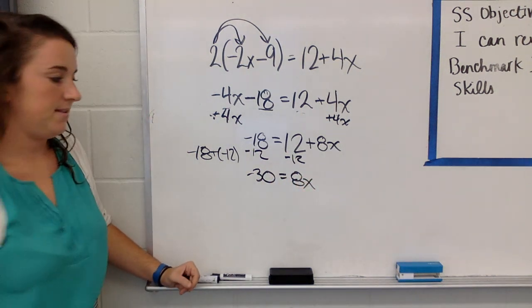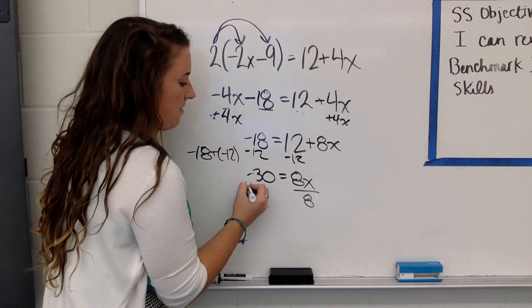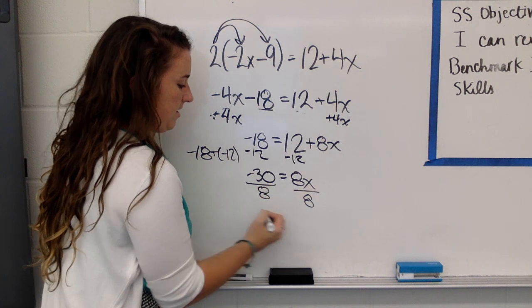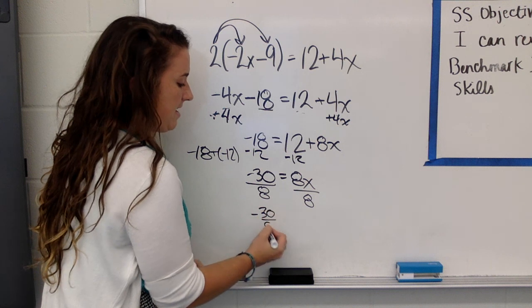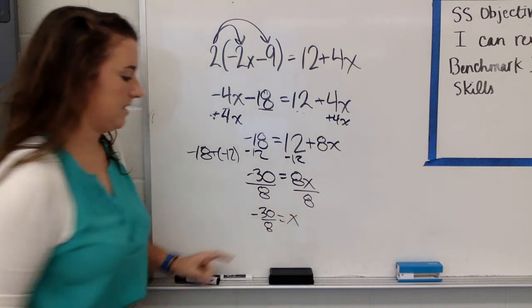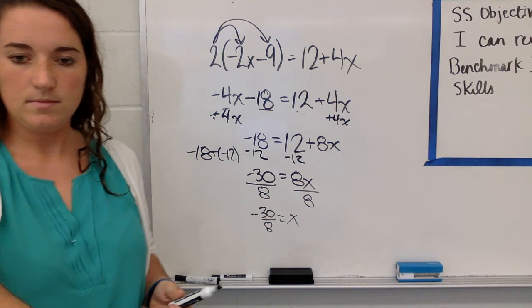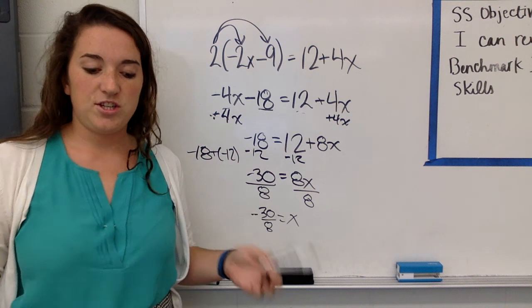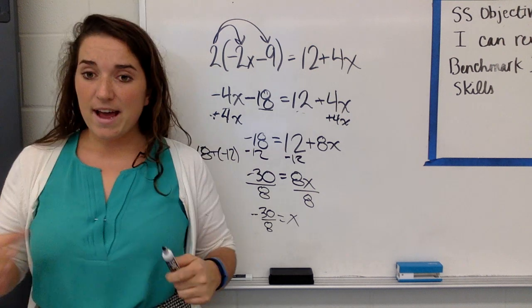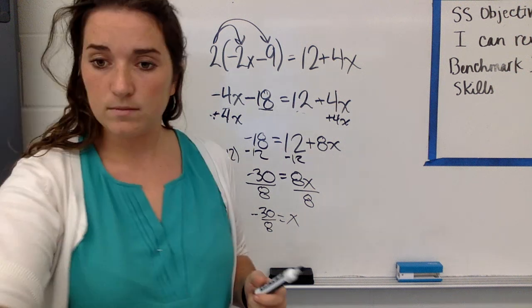Final step to get x by itself is divide by 8. You'll end up with negative 30 over 8 equals x. You guys can divide that on your own. Lastly, try the challenge problem. Read it, try it on your own, and then we'll do it together.